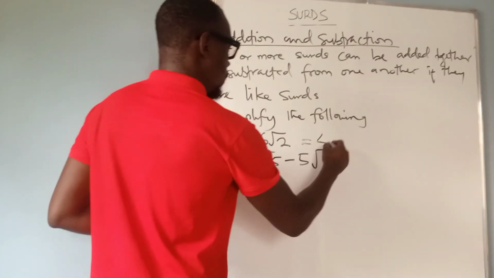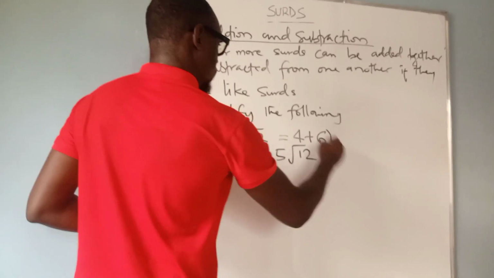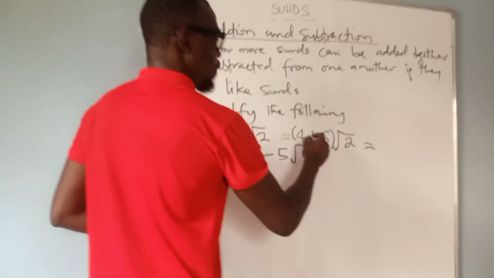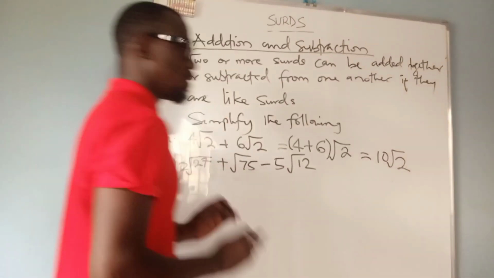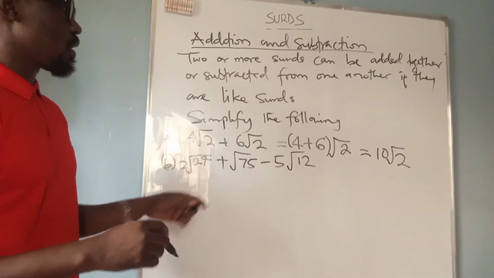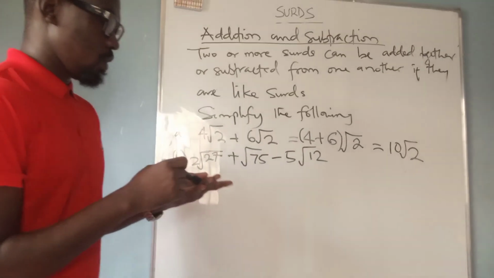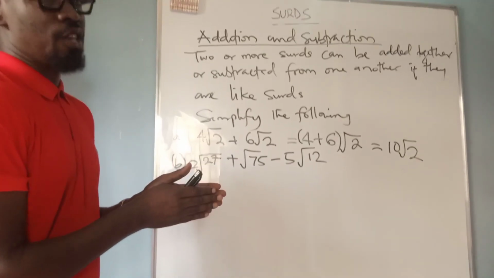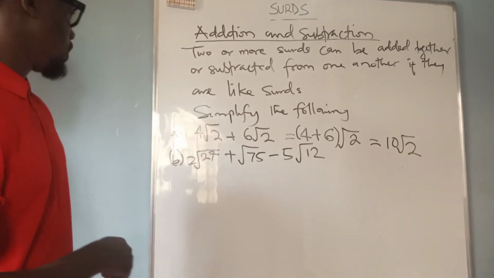This is going to be 4 plus 6, then root 2, which is what? 4 plus 6 is what? 10 root 2. That's how to solve that particular problem. You can add two surds together if the surds are the same. You can add them together.